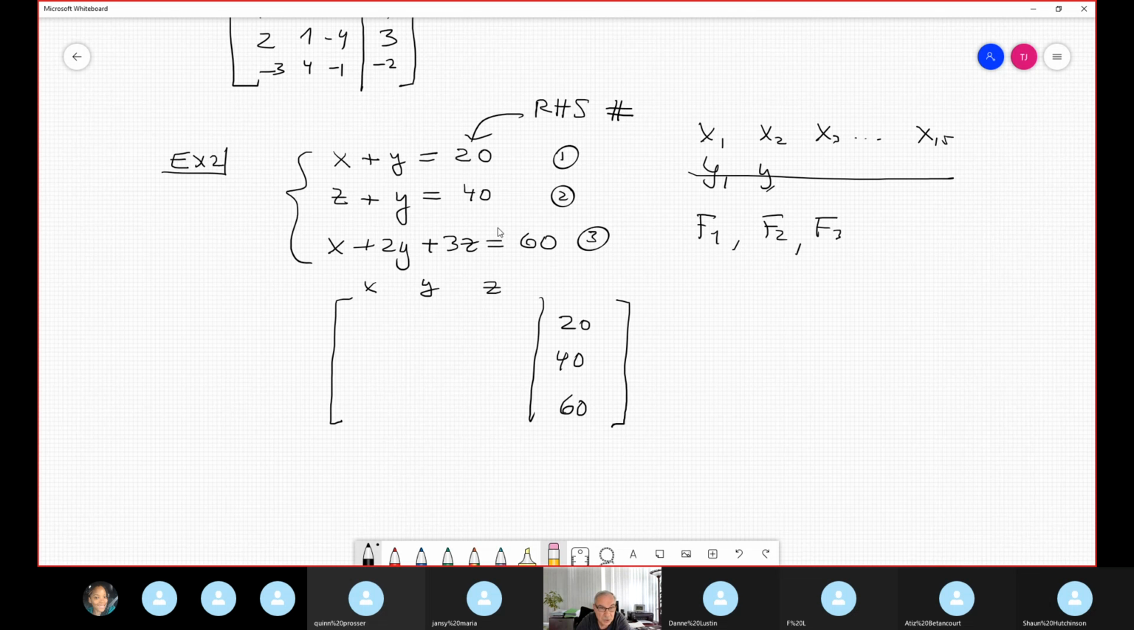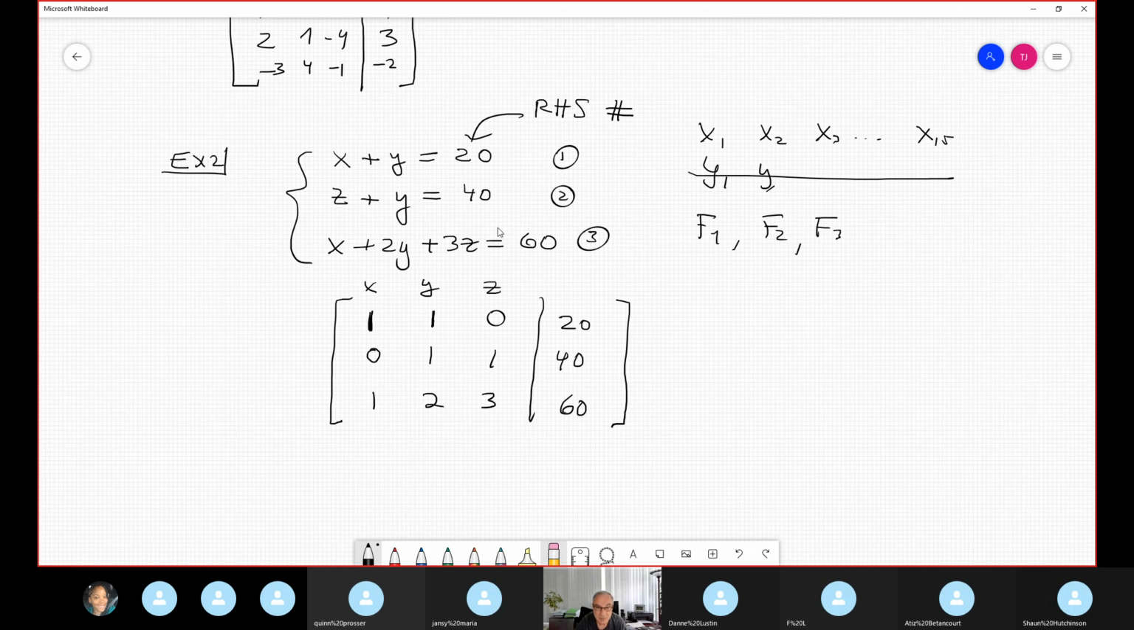In the first equation we have x, the coefficient is 1, and y is also 1. Pero z is missing, so the coefficient is 0. This is the important thing. And the second equation is completely disorganized: no x, 1y, and 1z. And the last one is totally complete: 1, 2, 3. End of the story. This is the organization for the matrix.